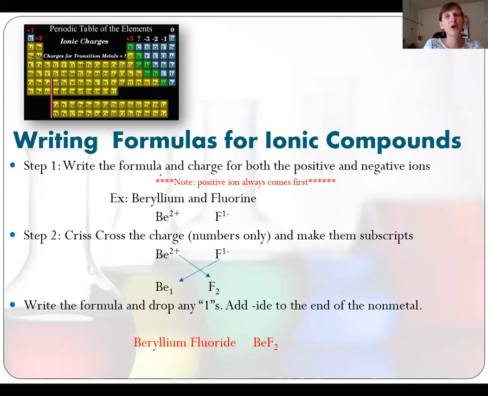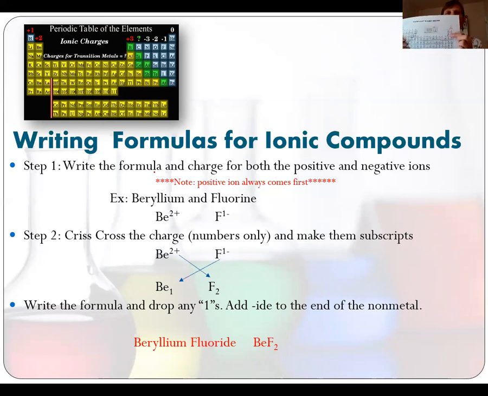So first we have to figure out, where are these elements on the periodic table? What are their symbols? So this is the formula for beryllium and fluorine. First thing I have to do is find beryllium. There it is. It's number 4 on your periodic table. It is in group 2.